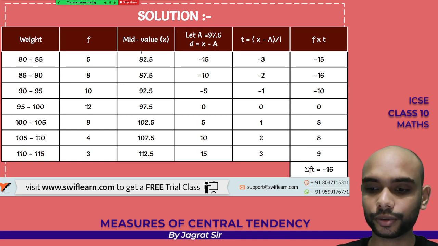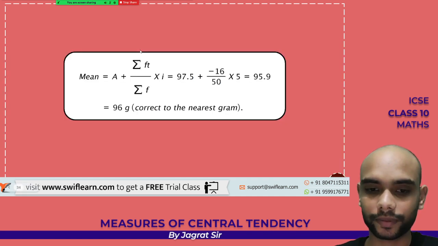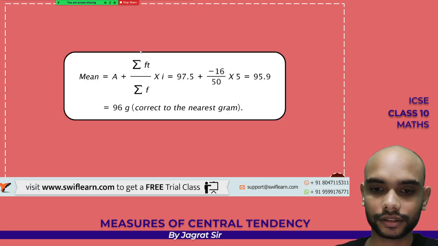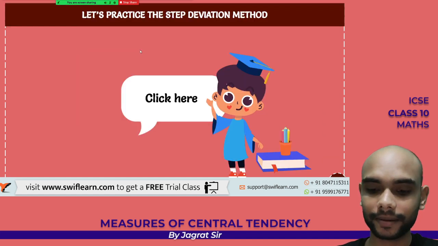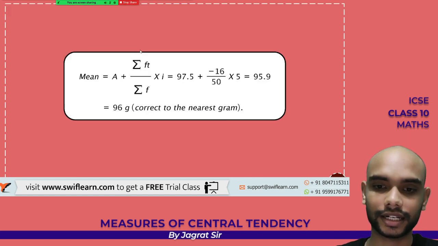And now all you need to do is divide this 16 by the total of frequency. You divided by the total of frequency, but since you subtracted an assumed mean, here the assumed mean is added, and since you divided with the class interval, that's why the multiplication sign is there. This time you have to multiply, and 96 grams is your nearest mean.